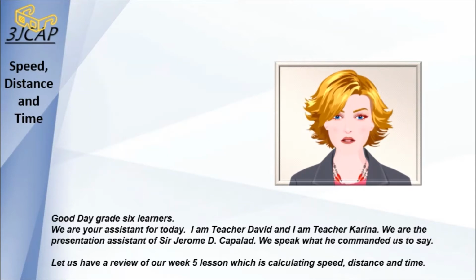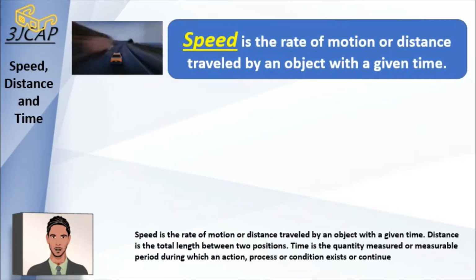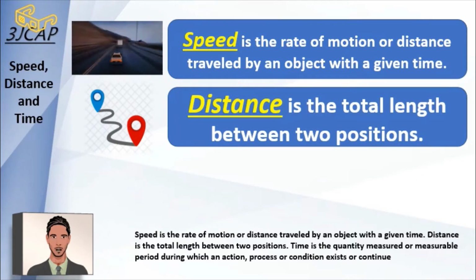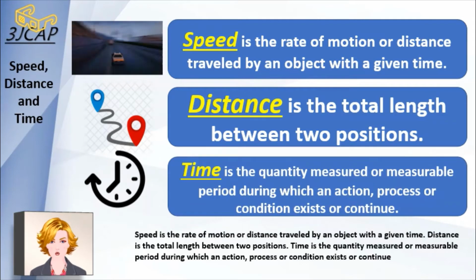Let us have a review of our week 5 lesson, which is calculating speed, distance and time. Speed is the rate of motion or distance traveled by an object with a given time. Distance is the total length between two positions. Time is the quantity measured or measurable period during which an action, process, or condition exists or continues.